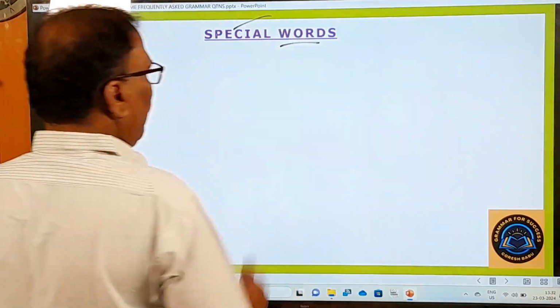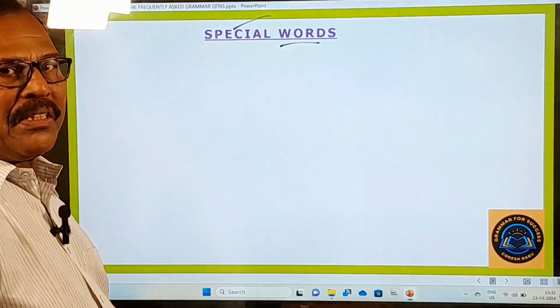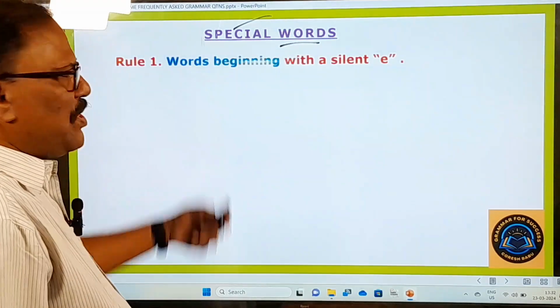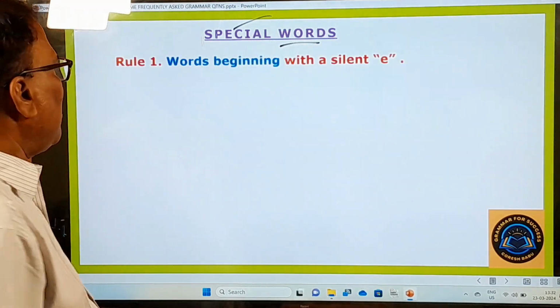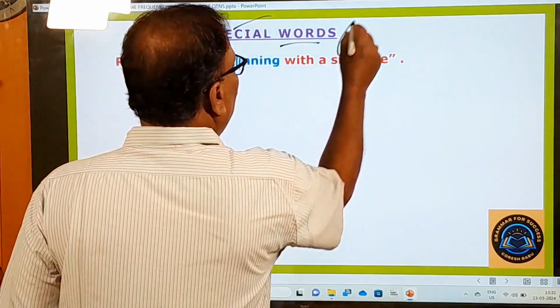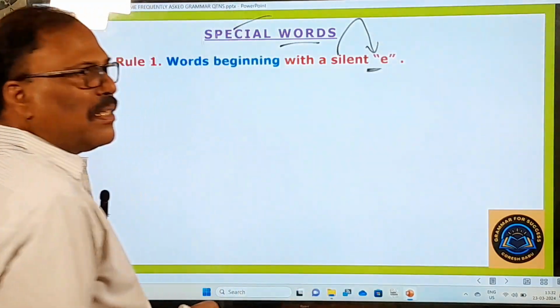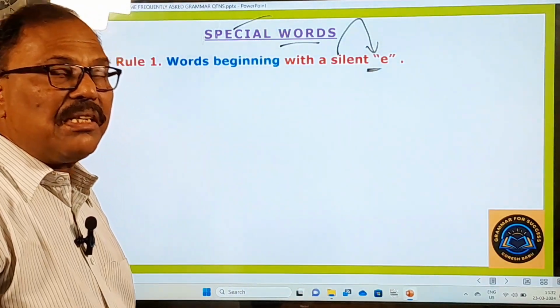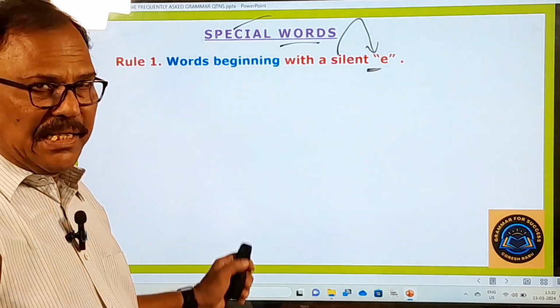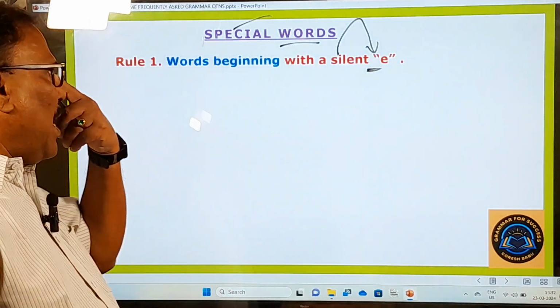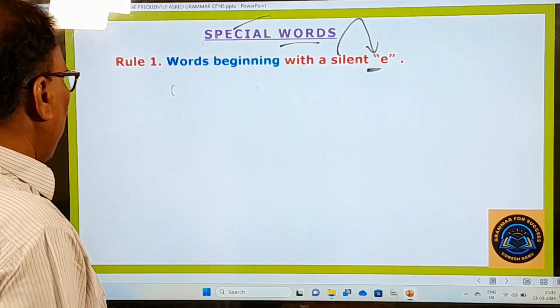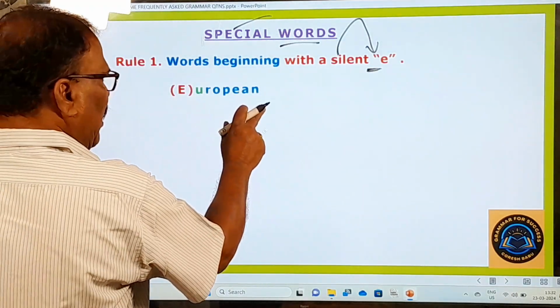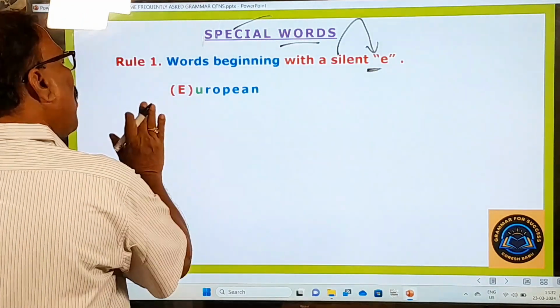Special words are there. Very important. What are the special words? Please pay a very good attention to all these special words. So words beginning with a silent E. There are certain words in which E is silent. They are called special words. Now let us see that. Okay, European is there. European. How do you pronounce this word?